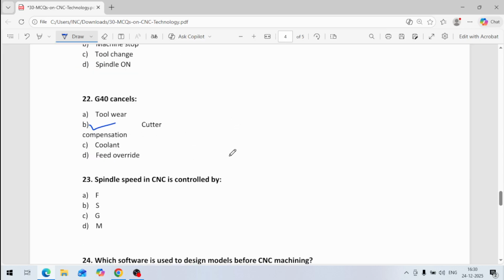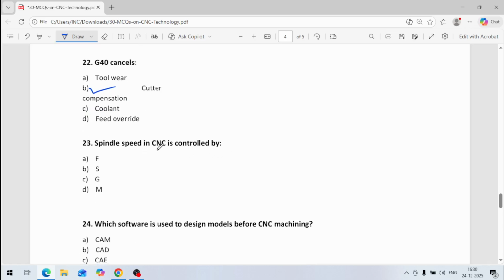Okay. Next question is spindle speed in CNC is controlled by. Spindle speed is controlled by S only, because F is for feed, G is for G codes, M is for M codes. So it is controlled by S only.